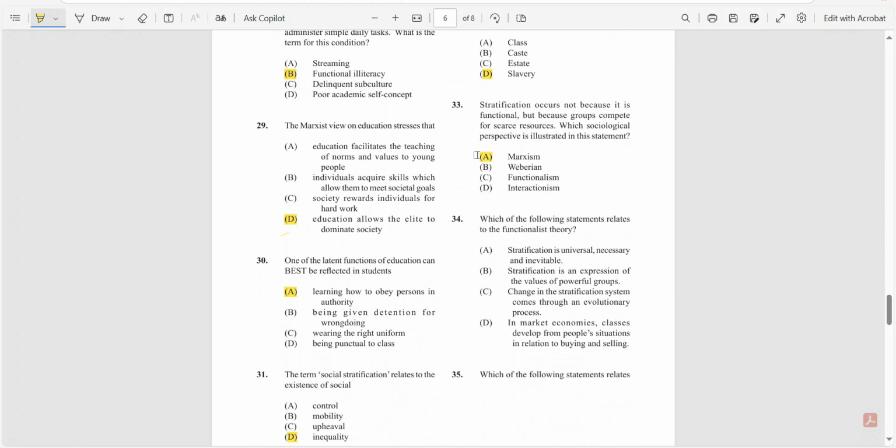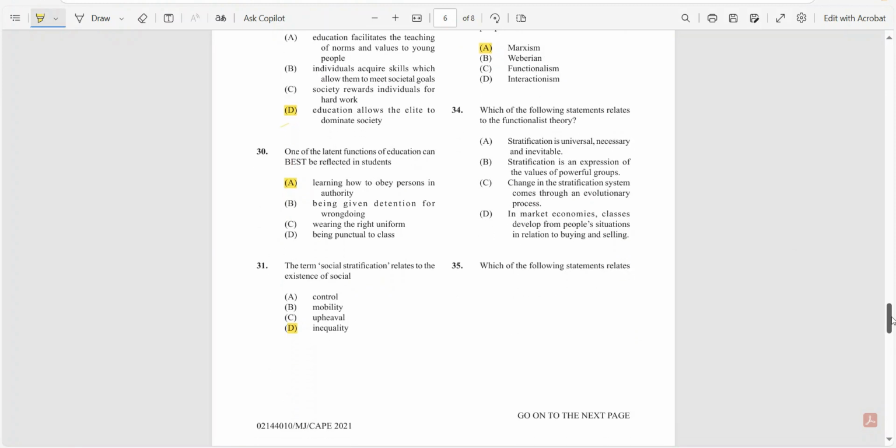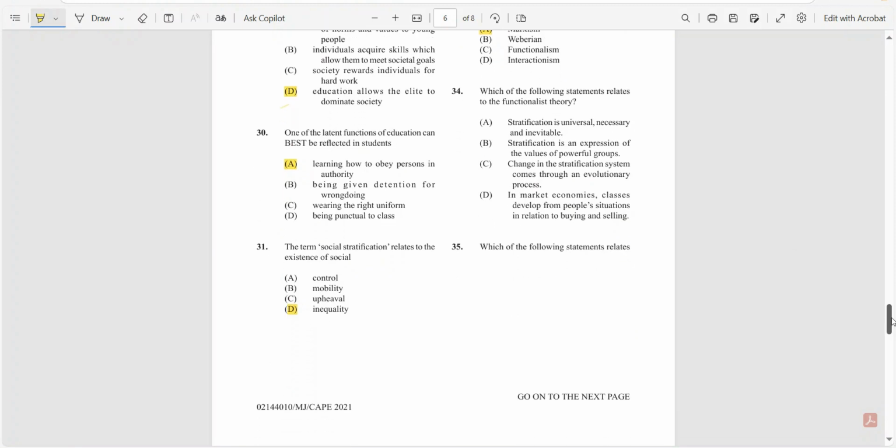Which of the following statements relates to the functionalist theory? A. Stratification is universal, necessary, and inevitable. B. Stratification is an expression of the values of powerful groups. C. Changes in the stratification systems come through an evolutionary process. Or D. In market economies, classes develop from people's situations in relation to buying and selling. 34 is A.